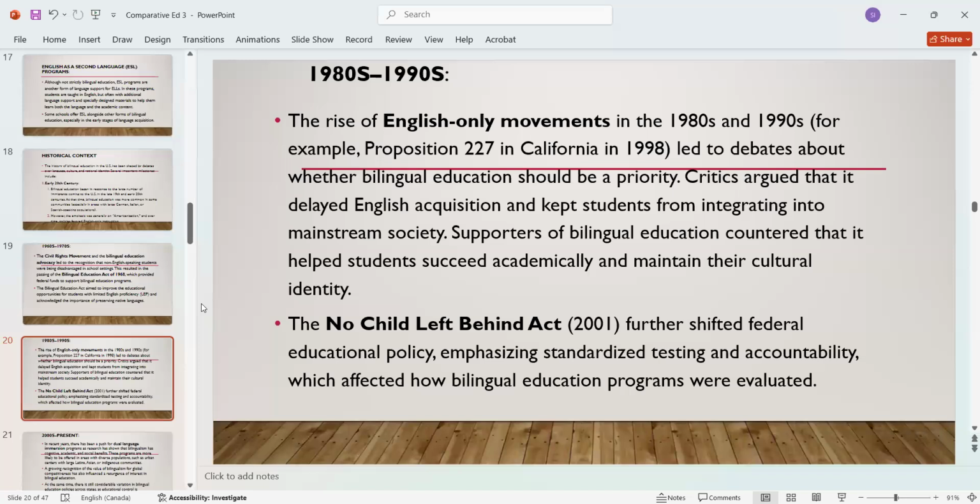The No Child Left Behind Act of 2001. Bill Clinton only imposed this No Child Left Behind Act. It further shifted federal education policy, emphasizing standardized testing and accountability, which affected how bilingual education programs were evaluated.